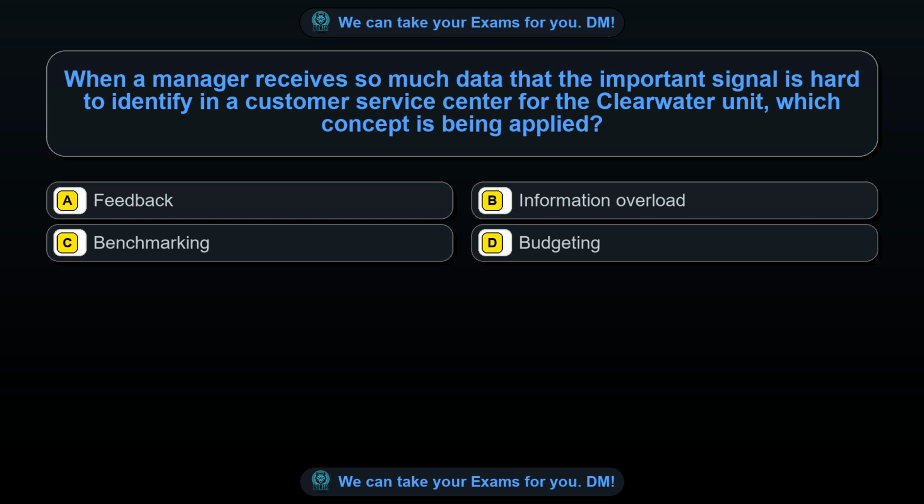Question 44. When a manager receives so much data that the important signal is hard to identify in a customer service center for the Clearwater unit, which concept is being applied? Option A, feedback. Option B, information overload. Option C, benchmarking. Option D, budgeting. The correct answer is option B, information overload.